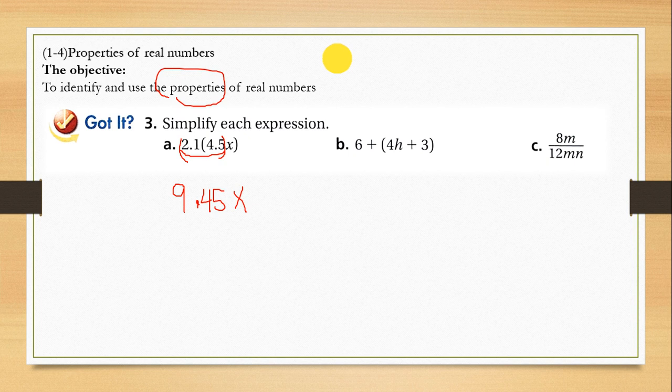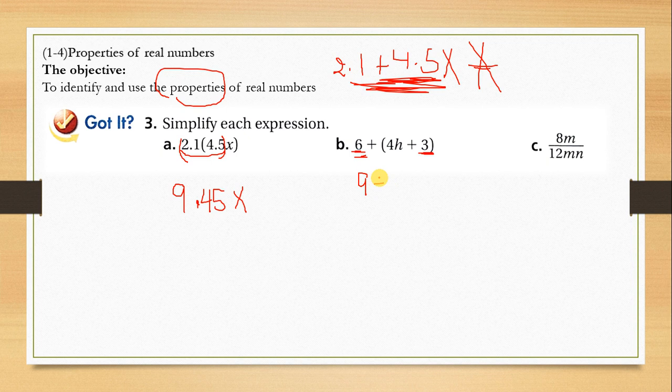Keep in mind that 2.1 plus 4.5x, you cannot simplify it, because these are unlike terms. While if they are stuck together, which means multiplication, then you can multiply them together by using the associative property of multiplication. So 6 and 3, these are the like terms. So 6 and 3, it's 9 plus 4h.